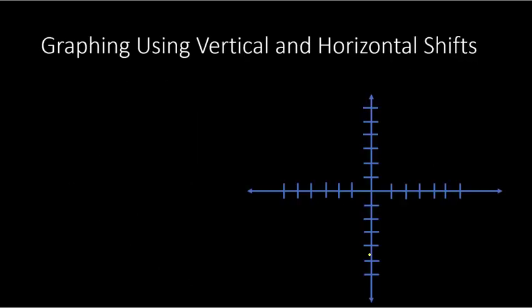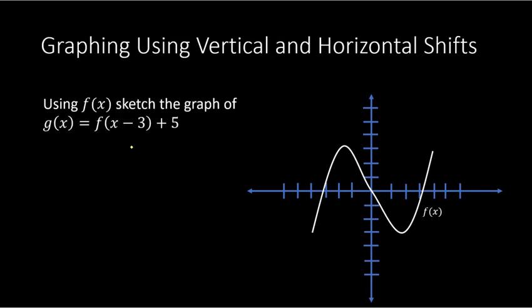So let's try some examples with graphing using vertical and horizontal shifts. Here we have a curve. All right, this is our function f of x. And let's say we're trying to graph f of x minus 3 and then plus 5.